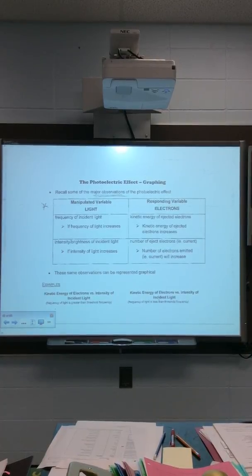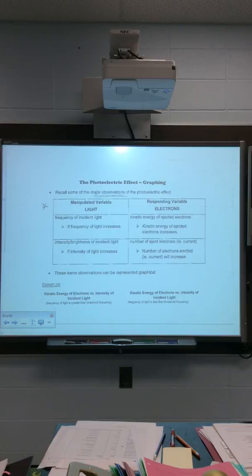Okay, here we are. We're going to look at the photoelectric effect from a graphing perspective. If we increase the frequency of the light, then what we're going to see is the kinetic energy of the ejected electrons increase. And if the intensity of the incident light, the one being shown on the plate, increases, then the number of electrons emitted will increase.